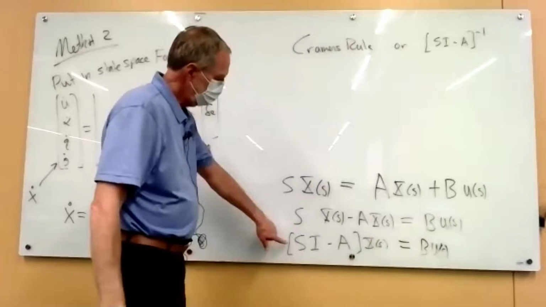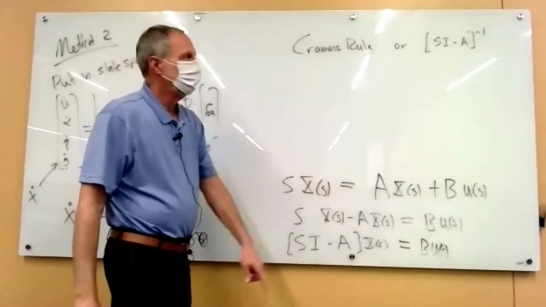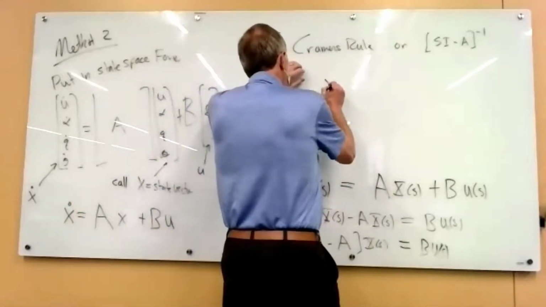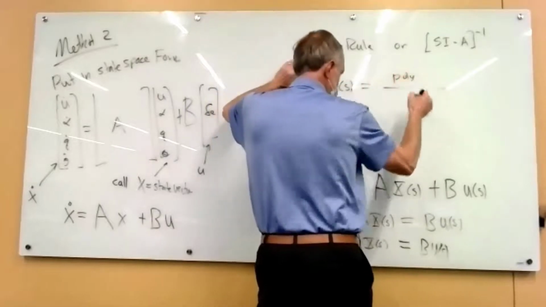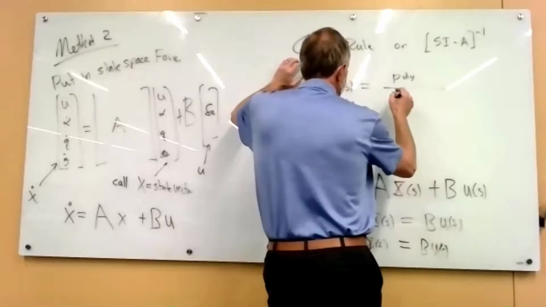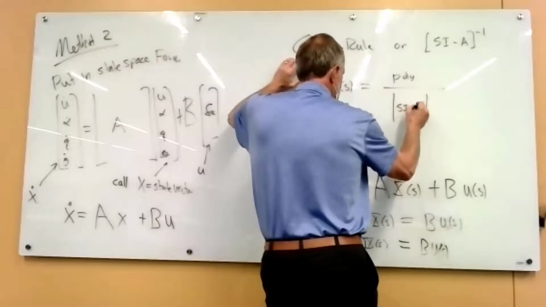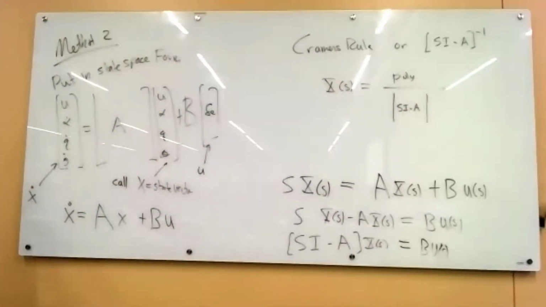You can either multiply by the inverse of this thing on both sides, or you can apply Cramer's rule. Either way, you end up with a polynomial up here. That's the stuff of B. And then you get the determinant of sI minus A in the denominator, because that's what Cramer's rule says. If we use Cramer's rule, we replace one of the columns in that matrix by the right-hand side, right? But in the denominator, you always take the determinant of the matrix.